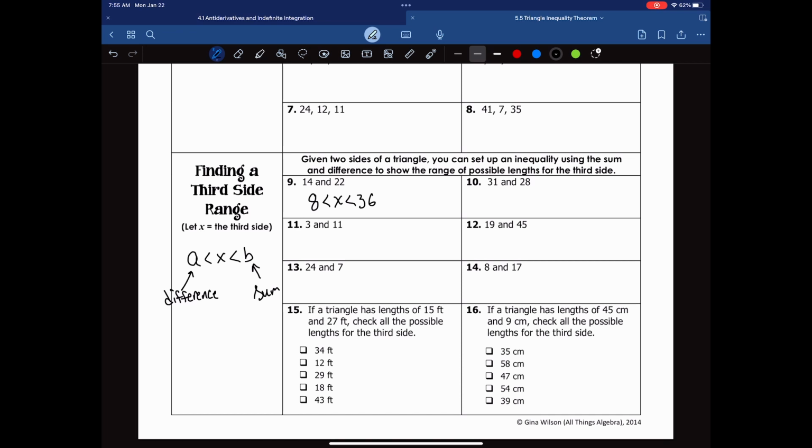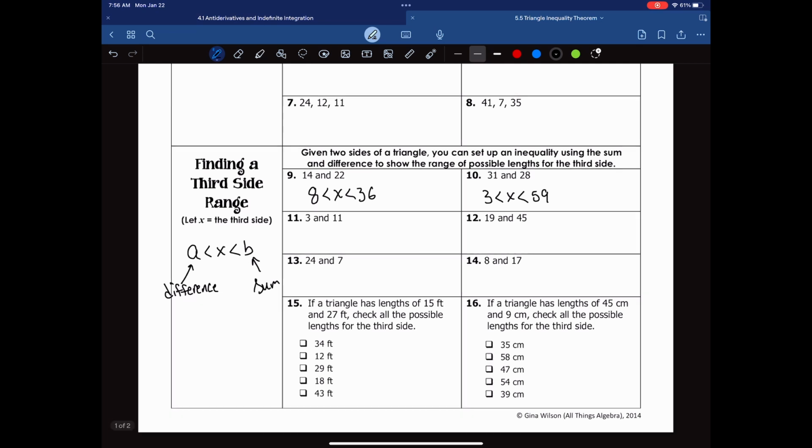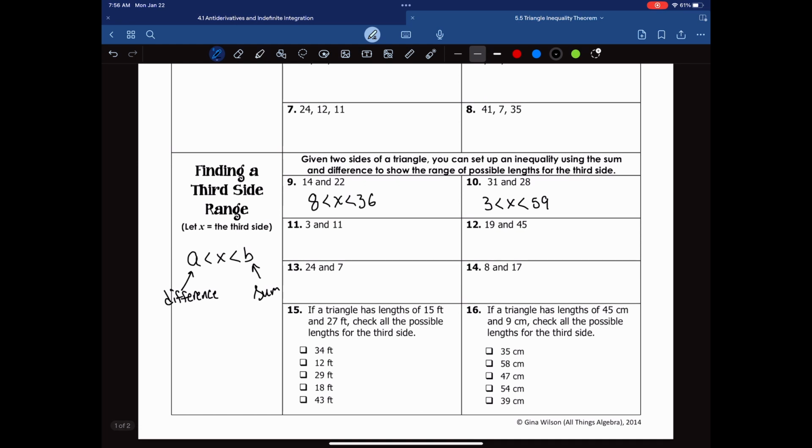So for number 10, we're going to subtract these two, and we get 3 is less than x is less than, and then you've got to add those two up. It's 59. That's your inequality. So for 15 and 16, set up your inequality again and select every single value that is in between your two bounds. So 15 and 27, I'm going to subtract the two first. So I've got 12 is less than x is less than 42.